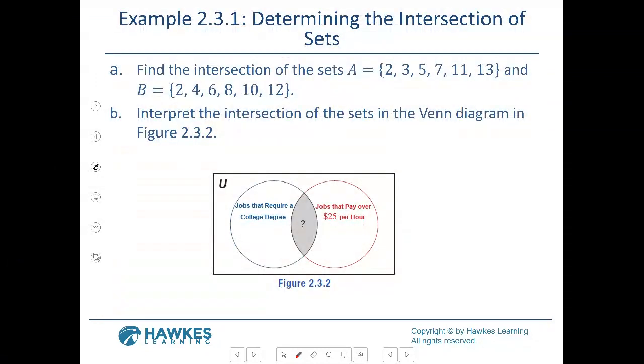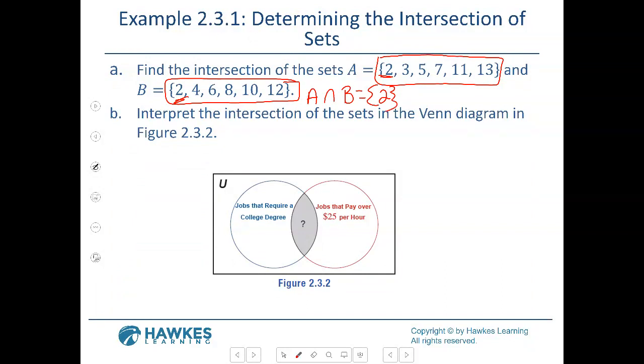So we look at A. Find the intersection of sets A and B. That means I'm going to look at these numbers here and this set of numbers here. What do they have in common? Nothing but 2. So if you would write A intersection B, it would be only the element 2. That's all they have in common.